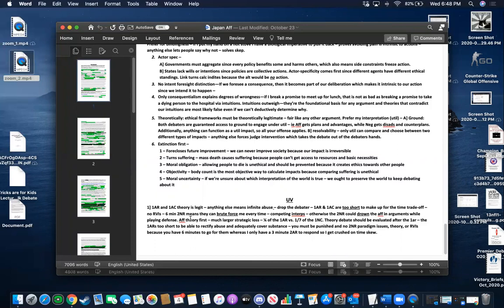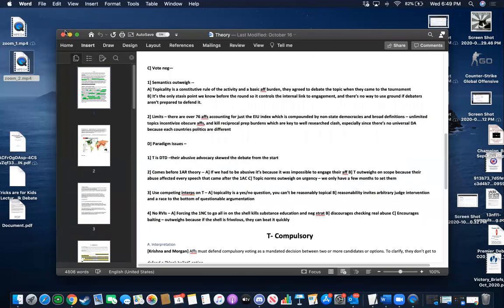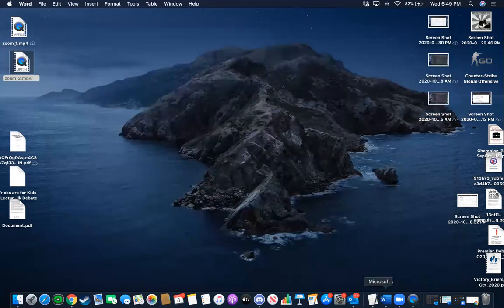Theory debate should be evaluated after the 1AR. The 1AR is too short to be able to rectify abuse and adequately cover substance. You must be punished and get no RVIs in our paradigm issues, theory, or RVIs because you have 6 minutes to go for them, whereas I only have 3 minutes to respond, so I get crushed on time skew. These are seen as abusive, but I don't really get why. So yeah, I think that's probably it for my presentation. Thank you.